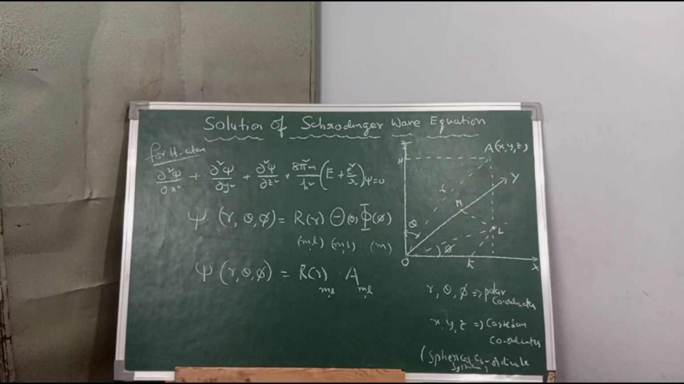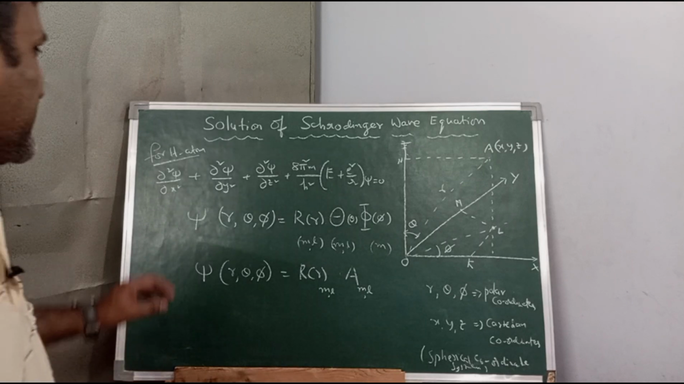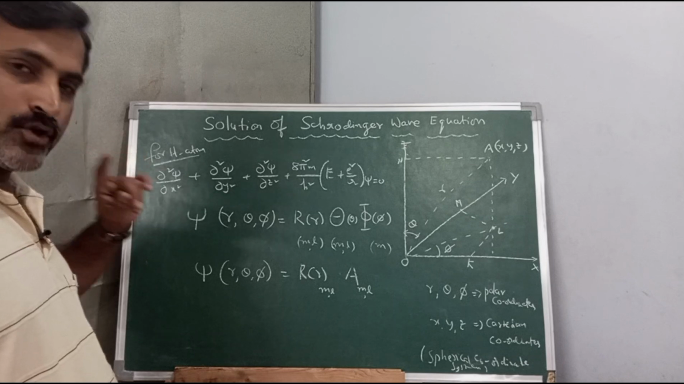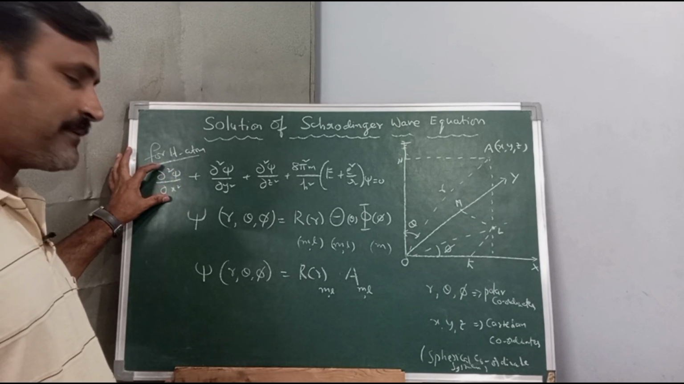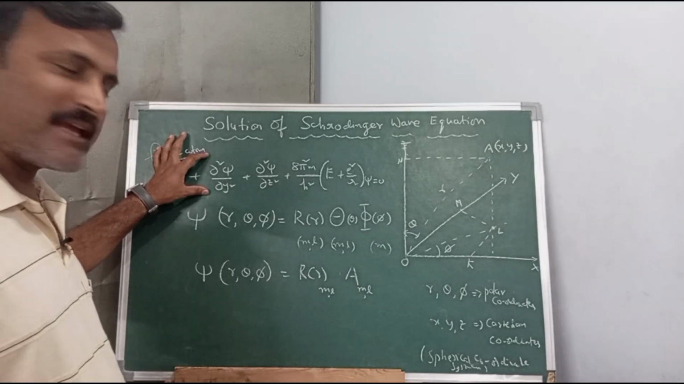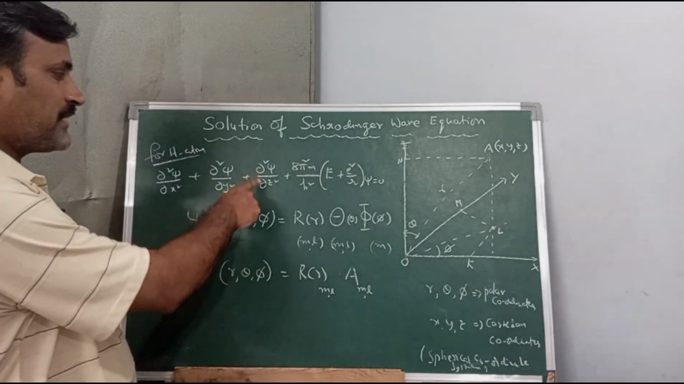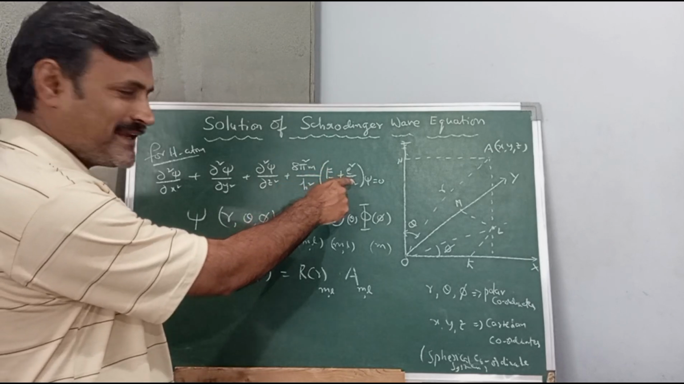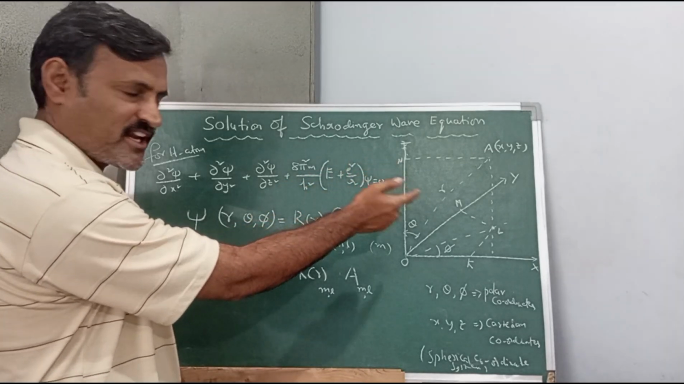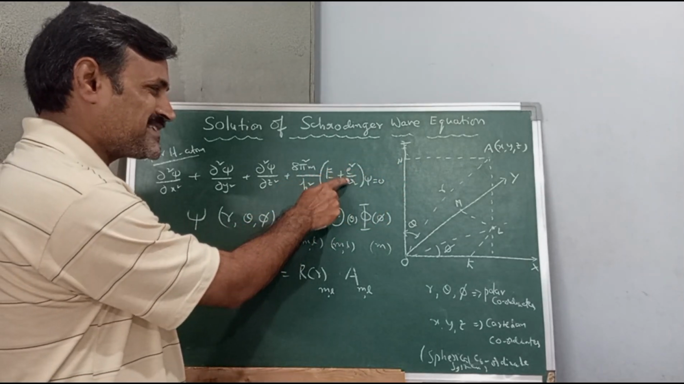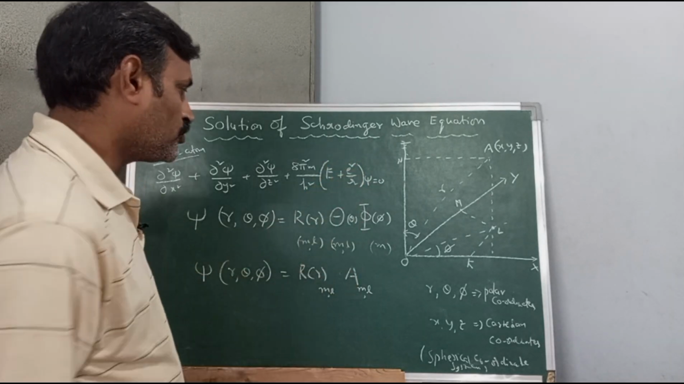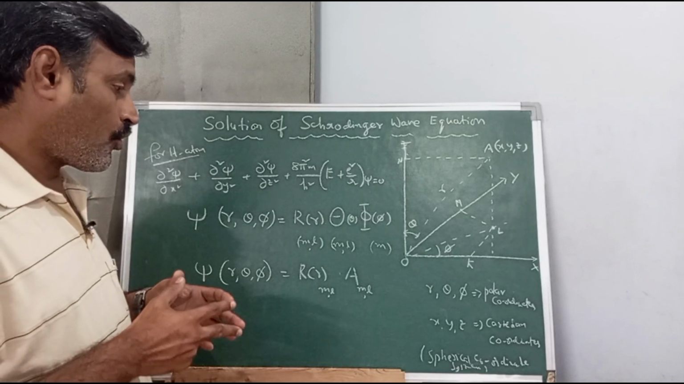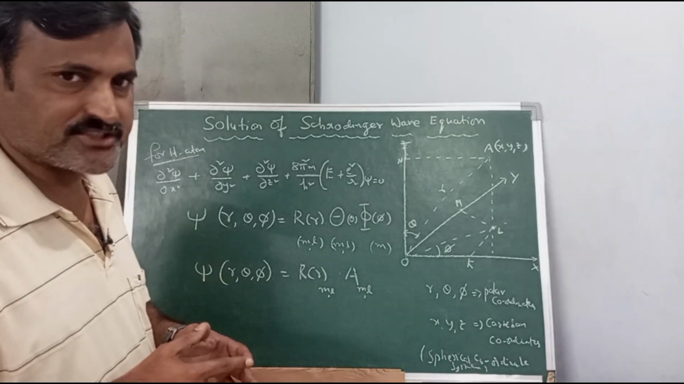Now let us see this. As of now, we have already derived the Schrodinger wave equation for the hydrogen atom. That is, dou square psi by dou x square plus dou square psi by dou y square plus dou square psi by dou z square plus 8 pi square m by h square into E minus V, where V is potential energy, which is minus of minus, so plus e square by r, into psi equals 0. This is the Schrodinger wave equation according to the concept of Cartesian coordinates.